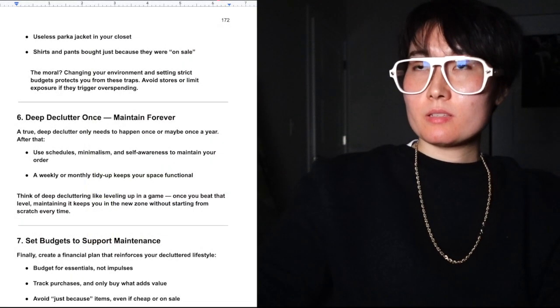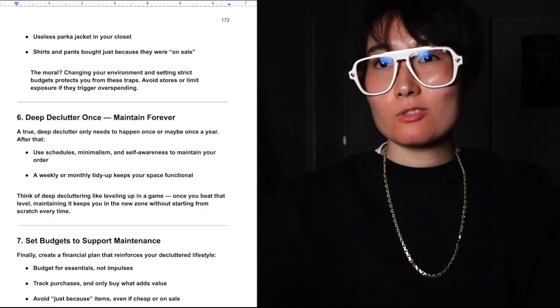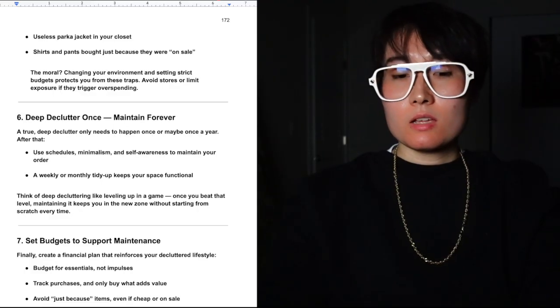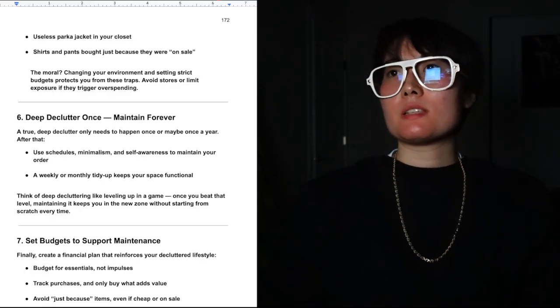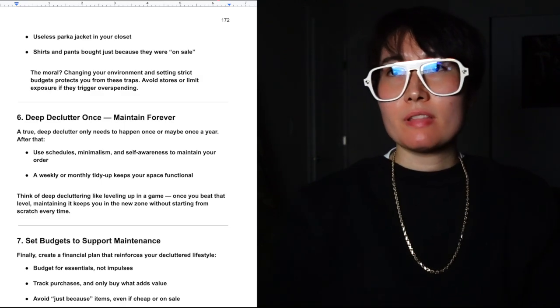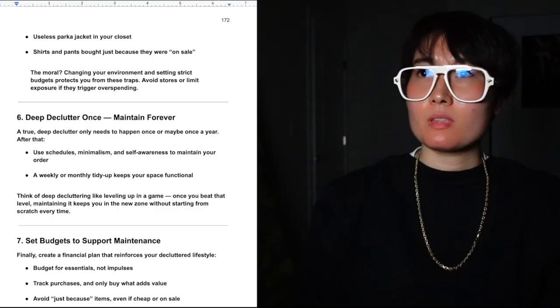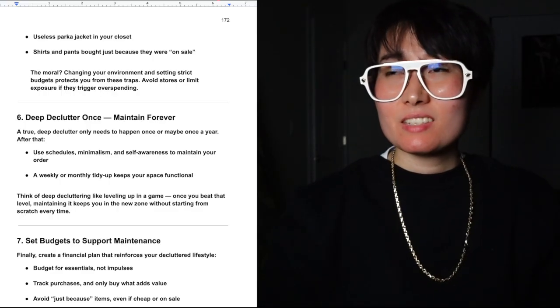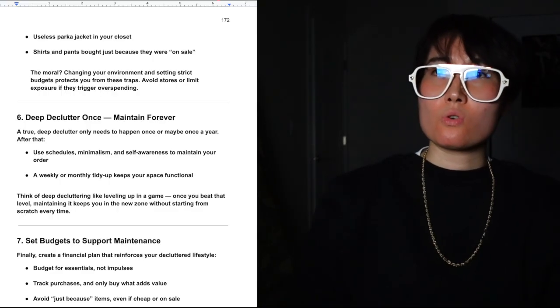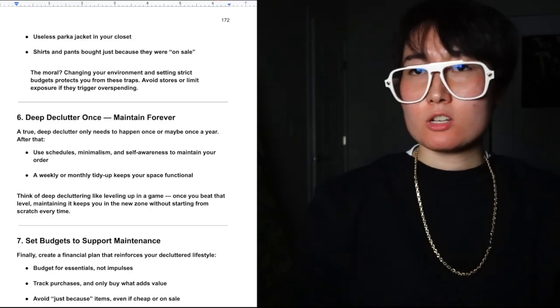Step 6 is declutter once and maintain it forever. You don't need to declutter once and that's it. A true deep declutter only needs to happen once every year or once every couple of years. But after that, use schedules, minimalism, and self-awareness tactics to maintain your order. A weekly or a monthly tidy up keeps your space functional.